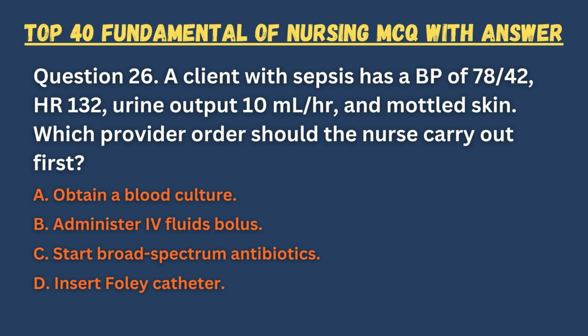Question 26. A client with sepsis has a BP of 78/42, heart rate 132, urine output 10 milliliters per hour, and mottled skin. Which provider order should the nurse carry out first? A. Obtain a blood culture. B. Administer IV fluids bolus. C. Start broad-spectrum antibiotics. D. Insert Foley catheter.